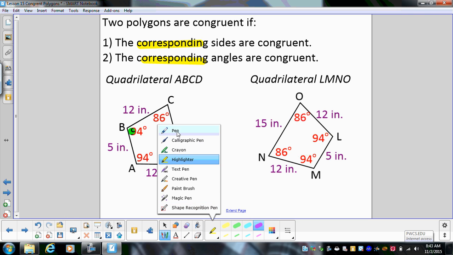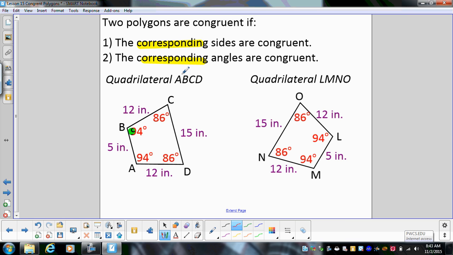We can actually do a similar thing. A and B are the first two letters in ABCD. L and M are the first two letters in LMNO. So I can actually draw a segment symbol over top of those, and I can see that segment AB and segment LM correspond. AB is 5 inches, LM is 5 inches, so they're congruent. BC and MN are in the same spot, so they correspond. And they are also the same size, so they're congruent.